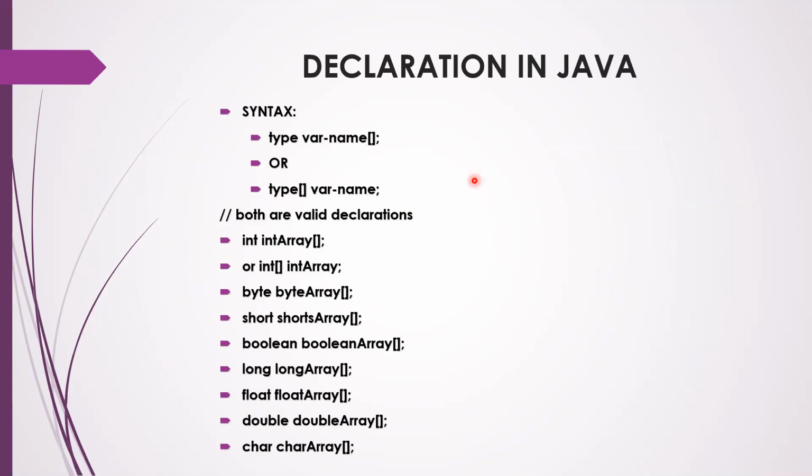So how do we declare an array in Java? We have to use the type and the variable name followed by square brackets, or you can have the type followed by square brackets and then the variable name. So in these examples we saw, like int, then the array name, int array, or you can give int, then int array.